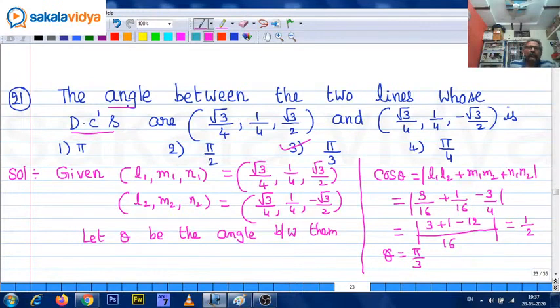Either 120 or 60, both are the same, no problem. 120 is also correct, but 120 is not given in the options. If one angle is acute, the other angle will be obtuse: 180 minus 60, 120.